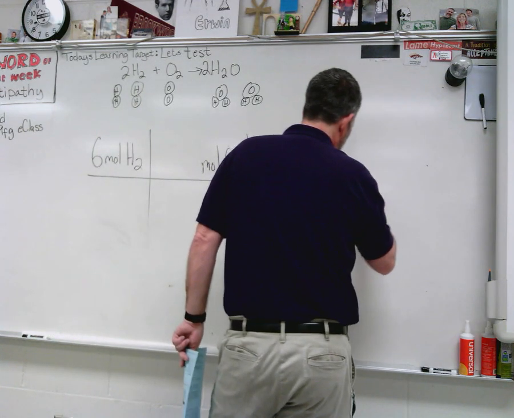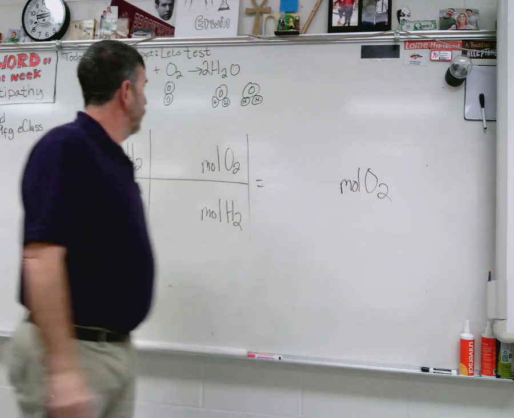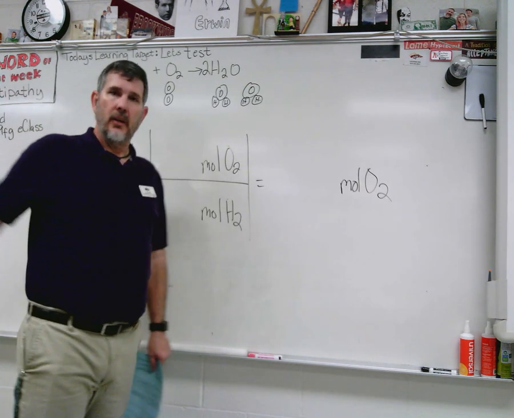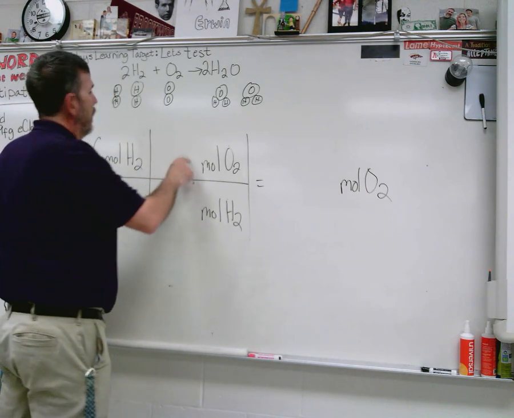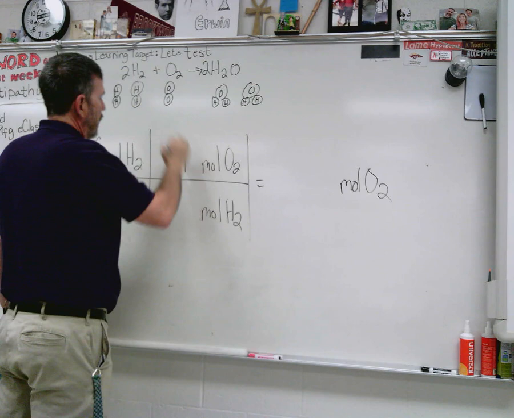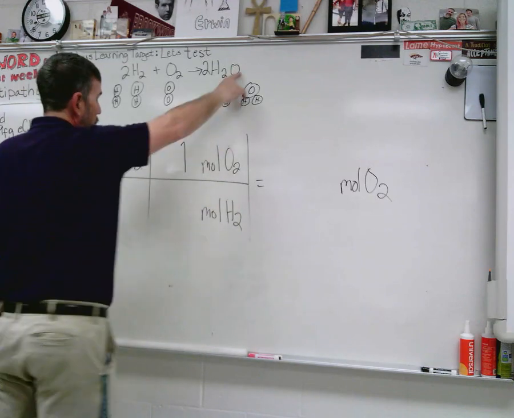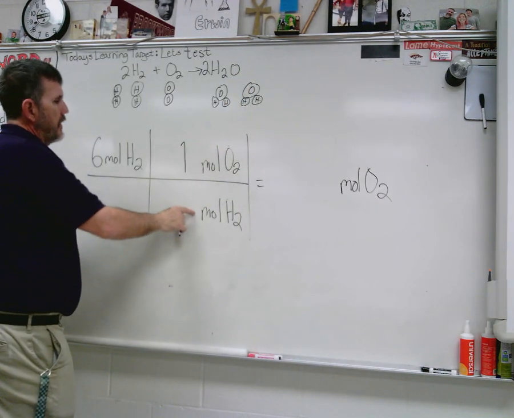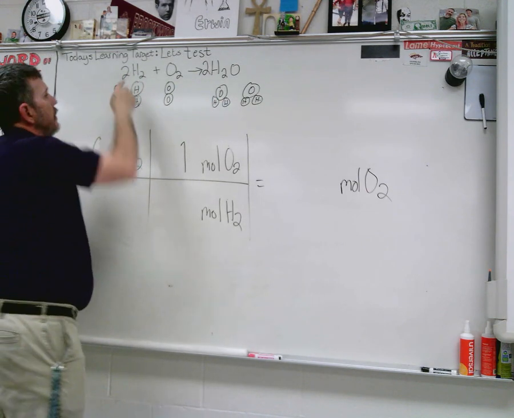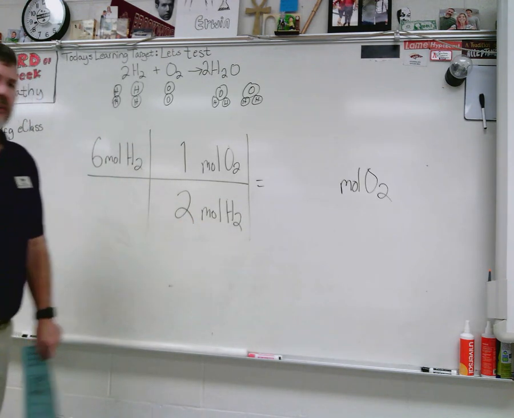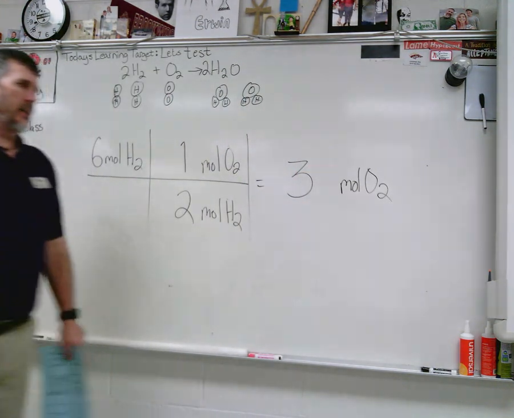Moles of O2. Now, here's the part that people get hung up on. Where do these two numbers come from? Well, they come directly from your balanced equation. You said that for every 1 mole of oxygen, we know there's a 1 out in front because we don't like to write 1s, but we know it's there, right? Just like that 1 that's beside oxygen here. How many moles of H2? Well, if I look up here, 2 moles of H2. 2 moles of H2. And now it's a division problem. 6 divided by 2 is 3 moles of oxygen. I need 3 moles of oxygen.